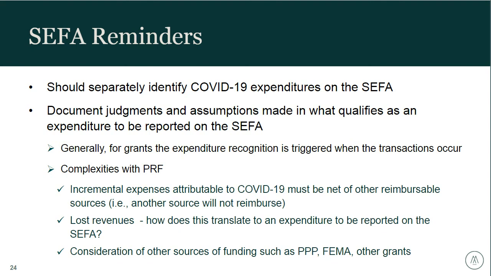what that dollar amount would be that would need to be included. And then lastly, as we've been talking about, there are the other sources of funding, and as George and Melaney have mentioned, the Provider Relief Fund is meant to be the payer of last resort. So with the expenses and with the lost revenues, we're still considering: did we get a PPP loan? Did we get a FEMA grant? Did we get any other grants? All of those need to be considered before you look at what's left that could be applied against the Provider Relief Fund. So this is really going to impact what should be recognized in the SEFA as expenditures for audit requirement purposes.